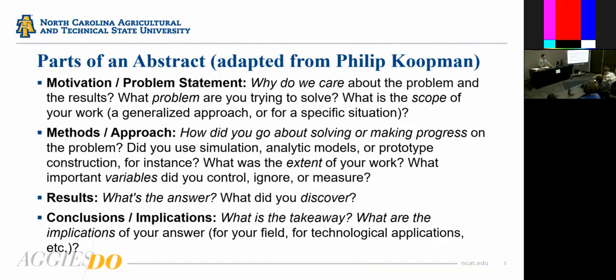And then finally, you want to make sure you don't forget, even in an abstract, to include some information on conclusions and implications. What are the takeaways? What is it you want somebody to take away from the research you've done? What are the implications of this work for your field, for some specific sub-area, or maybe for technological applications? Why might this actually make a difference in the field moving forward? So really, these are the components that you want to keep in mind when you're writing an abstract.